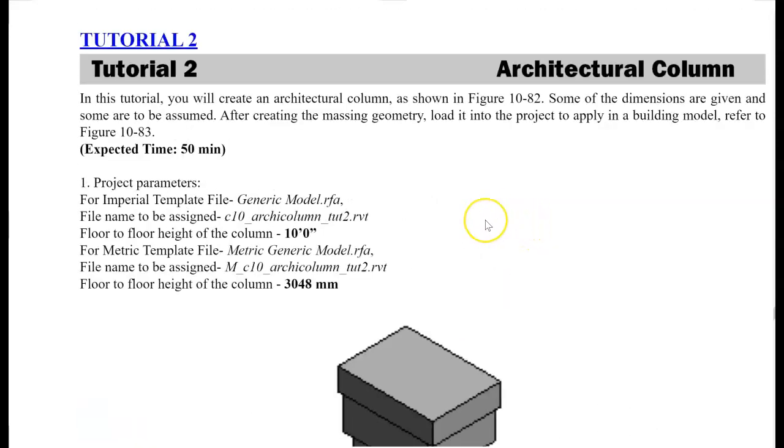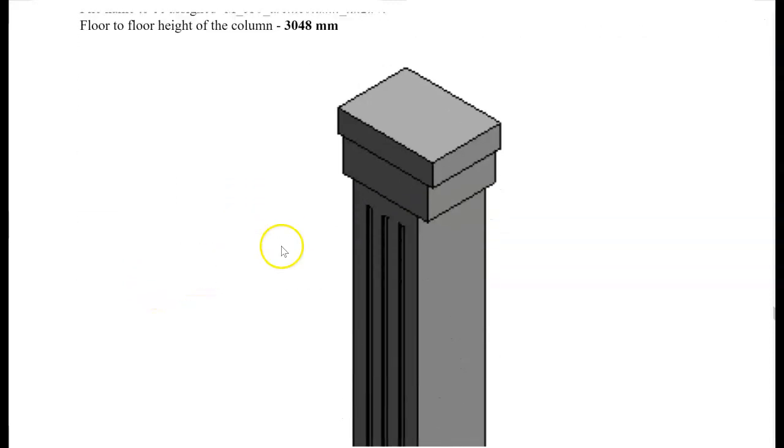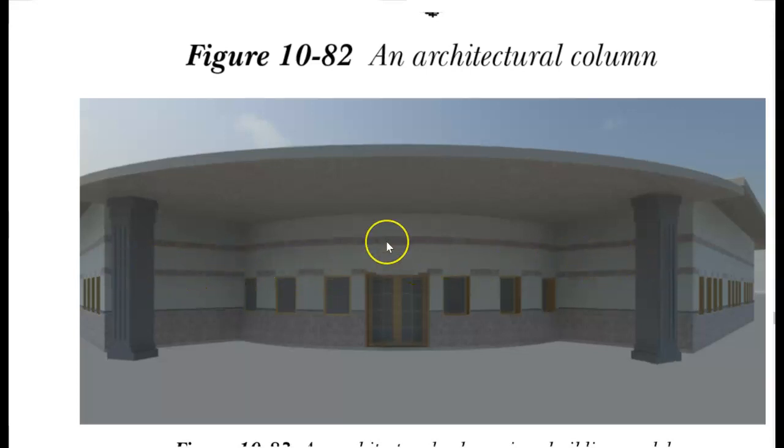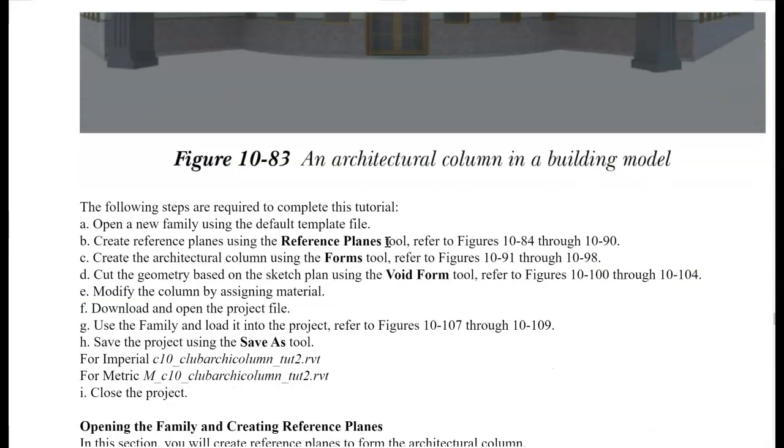And we have some things that we need to pick up, which is the generic model as part of the template. And we're going to assign a name to it, and our minimum floor height is 10. When you open it up, it'll already be set. And you can pick that up from the assignment in the module for this file. Our goal is to create this column so that we can add it to the club. Here we see nicely positioned the opening entrance to the club.